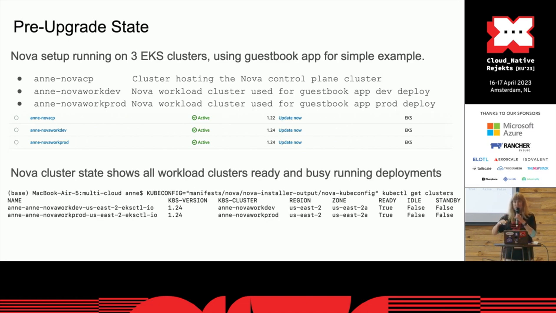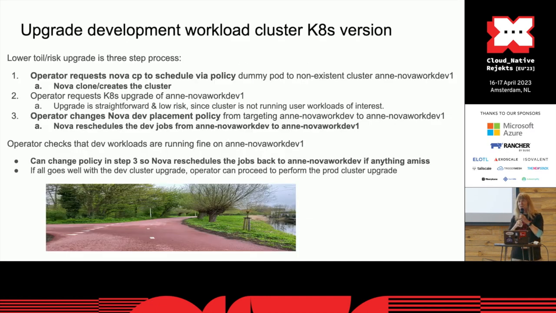If you look at this from the standpoint of the Nova control plane, it knows that there are two workload clusters, it knows that they're at version 1.24, and they're running, they're not in standby because they're busy. So what is the low-risk, low-toil way of upgrading those clusters? Let's start with the dev cluster. It's basically a three-step process.